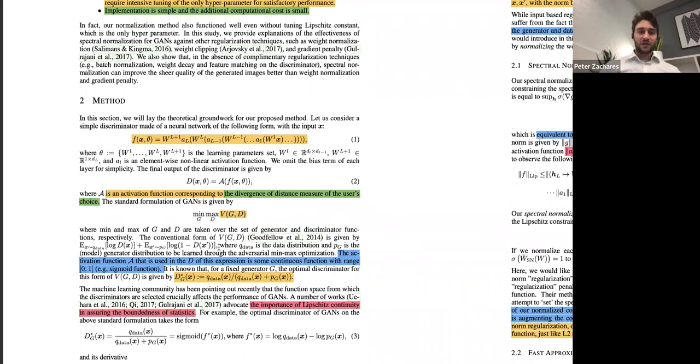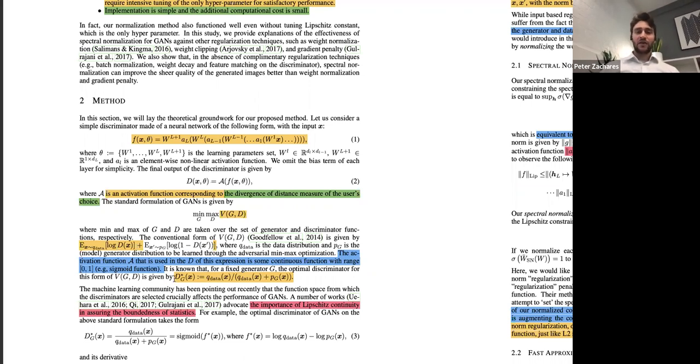And you can see the objective function that's commonly used over here. It's essentially saying maximize the probability of the discriminator saying that it's a true example for true examples, and minimize the probability of the discriminator saying that it's a true example for fake examples generated by your generative model.